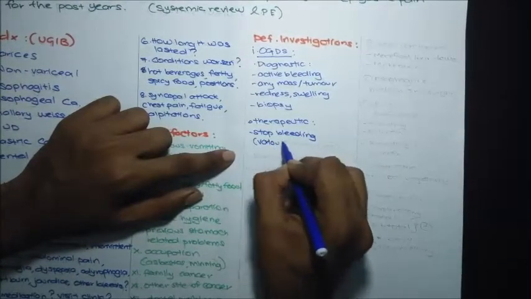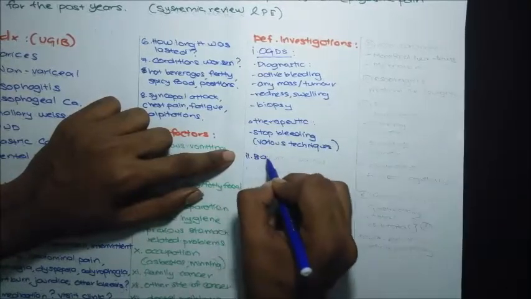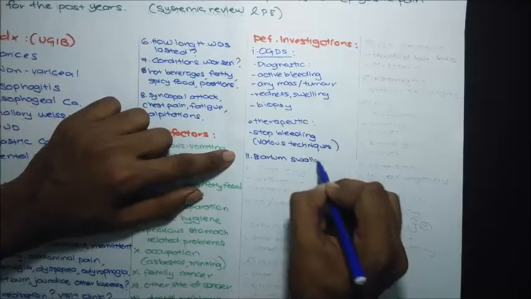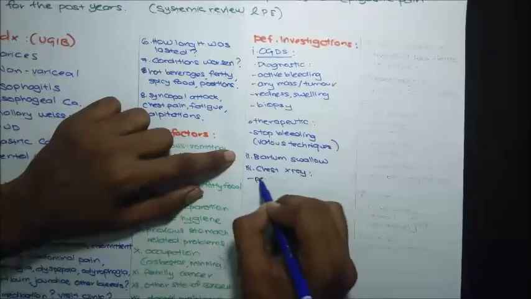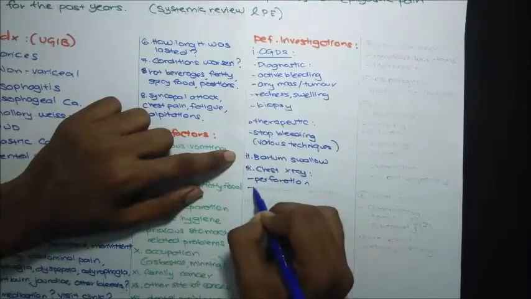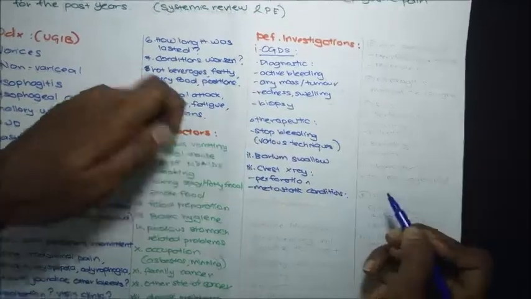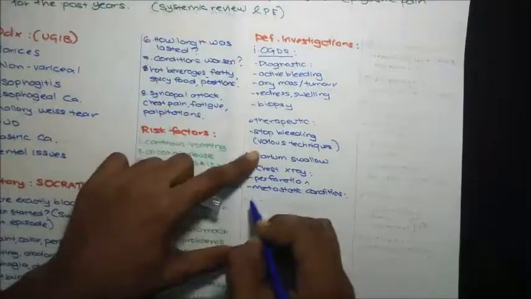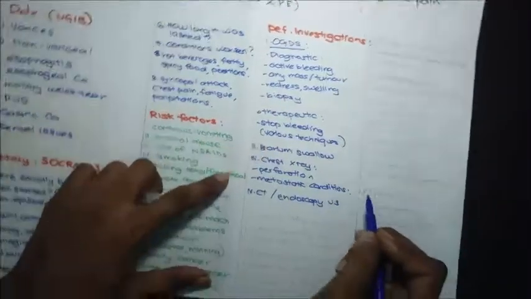And the next is barium swallow. And then the next one is chest x-ray. We can check for perforation, and metastatic conditions like cannonball appearance of the lung from GI cancers. Next is the CT and endoscopic ultrasound, which are investigations done for cancers, most commonly in cancer situations.